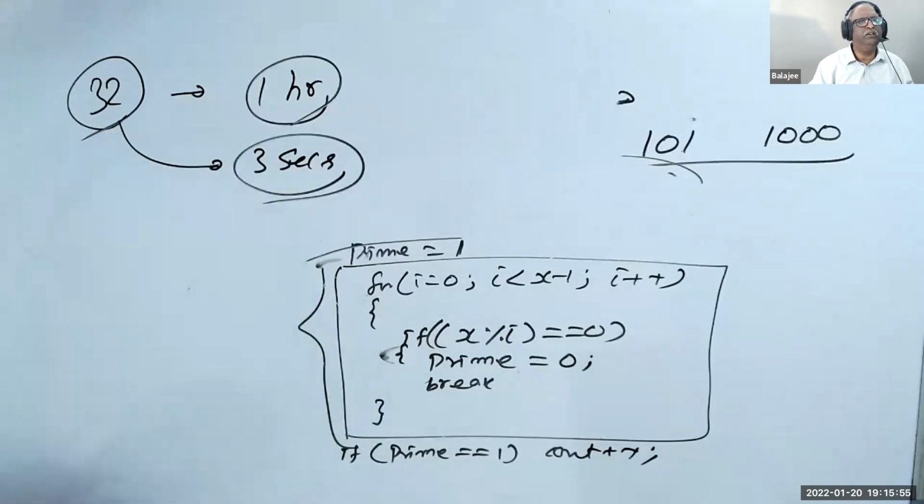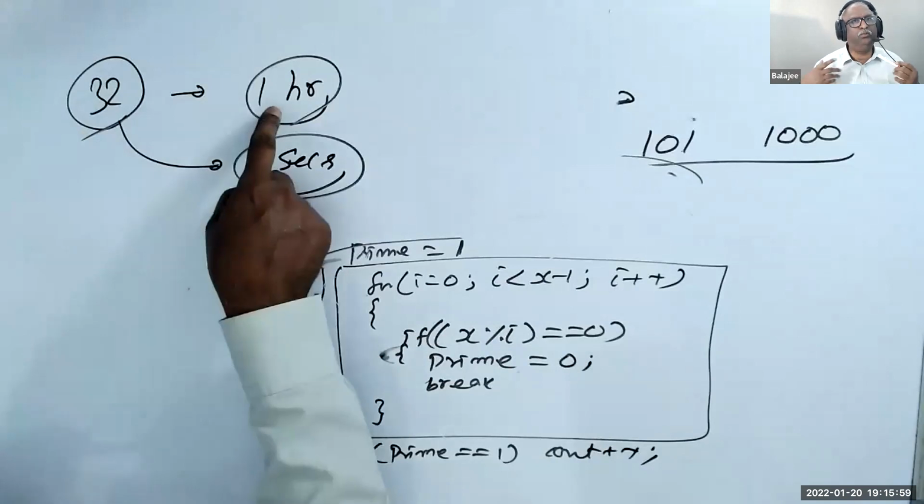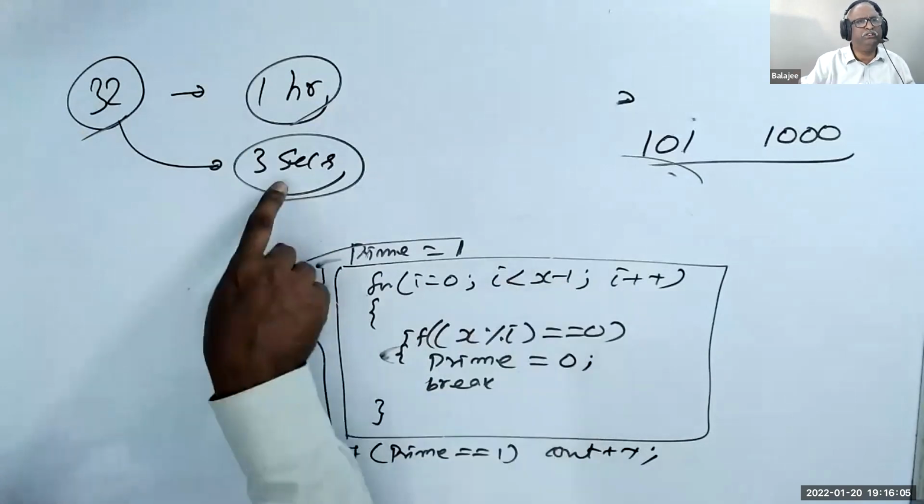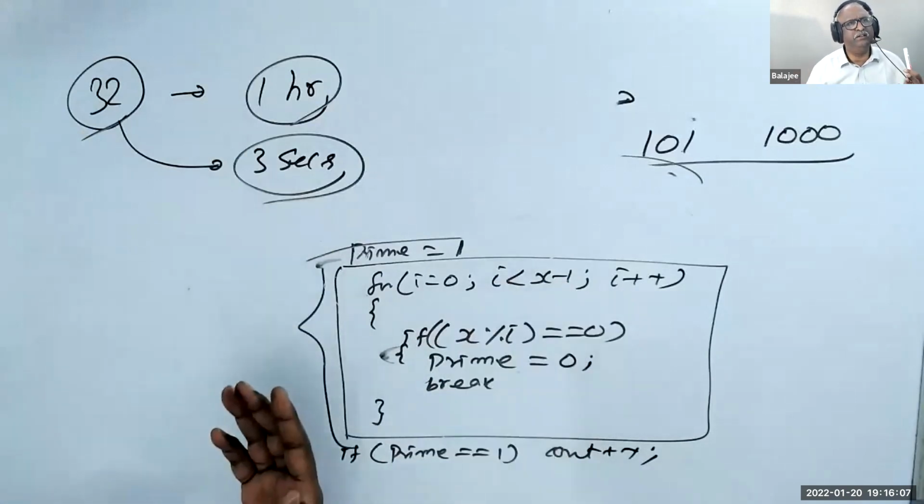See that? When you come to problem 32, you will know that. It takes more than an hour sometimes if you do the normal method. But by doing a small optimization, you will solve it within 3-4 seconds.